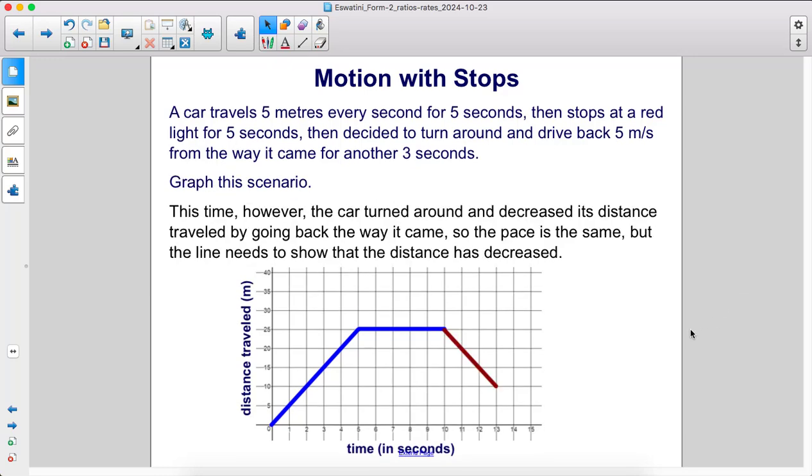This time, however, the car turned around and decreased its distance traveled by going back the way it came. So the pace is the same, but the line needs to show that the distance has decreased.